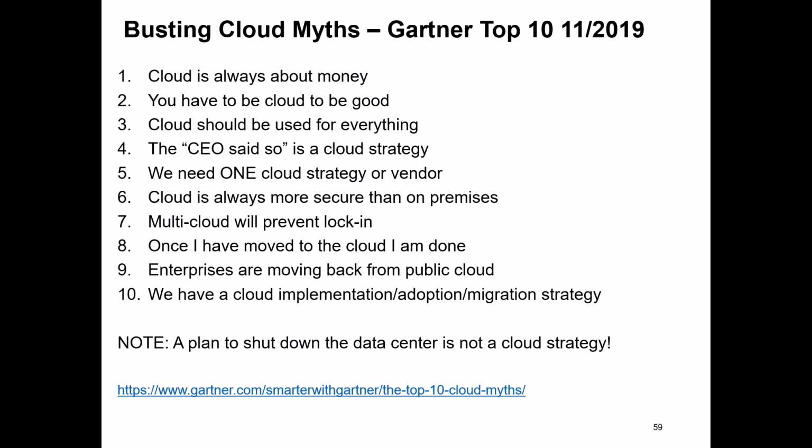And I want to make sure you get that a plan to shut down your data center is not a cloud strategy. A cloud strategy involves an awful lot more than just we want to go away from being on-prem. You need to think about all the different things that are involved with doing so, and in particular pay attention to security and what happens if something happens to the cloud vendor.